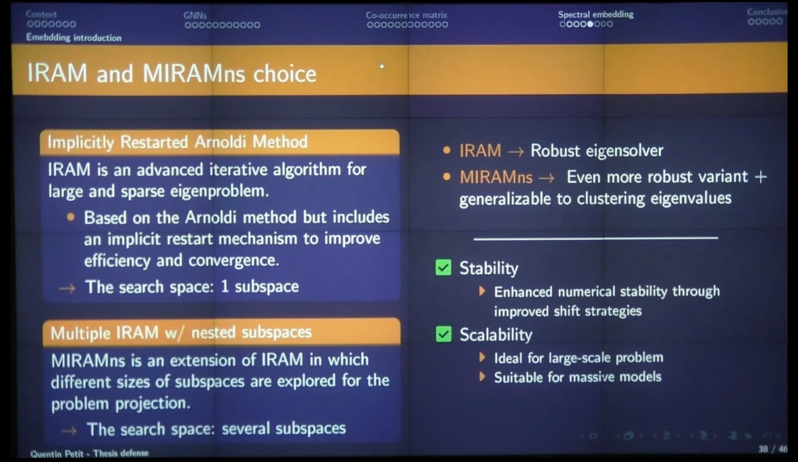because the method is well adapted for a distributed environment, and we can also use it for very large eigenproblems, which is well suited for massive models.